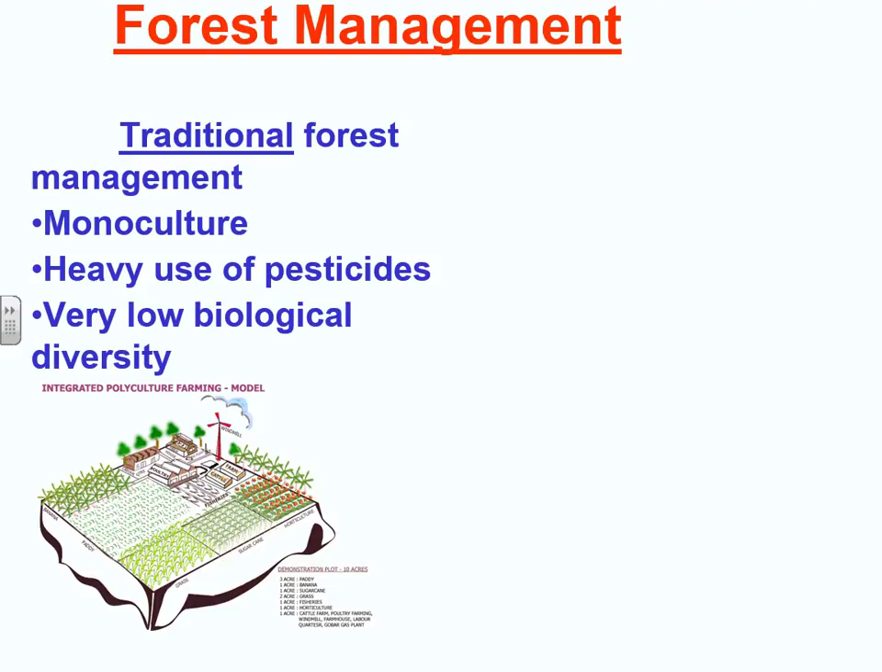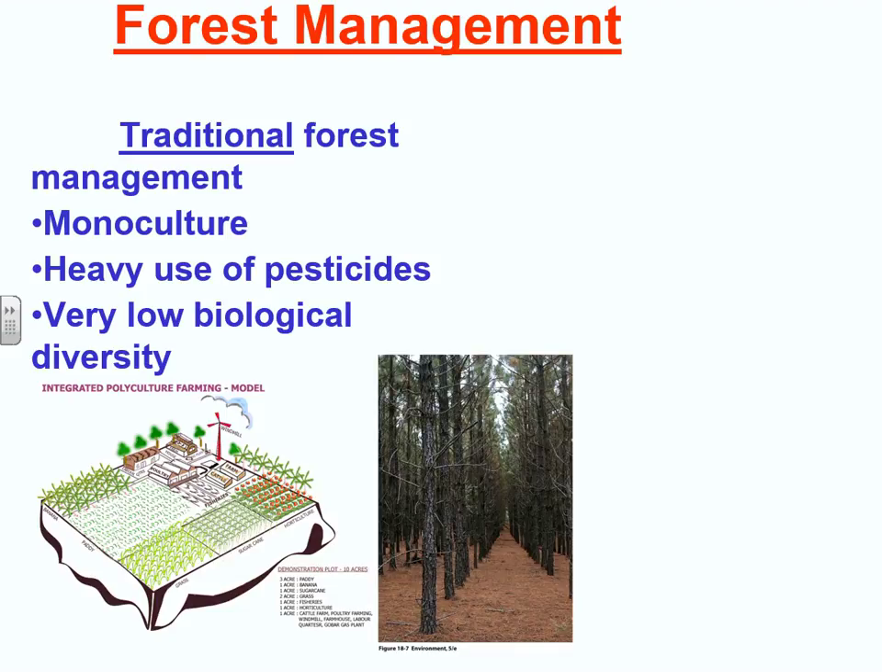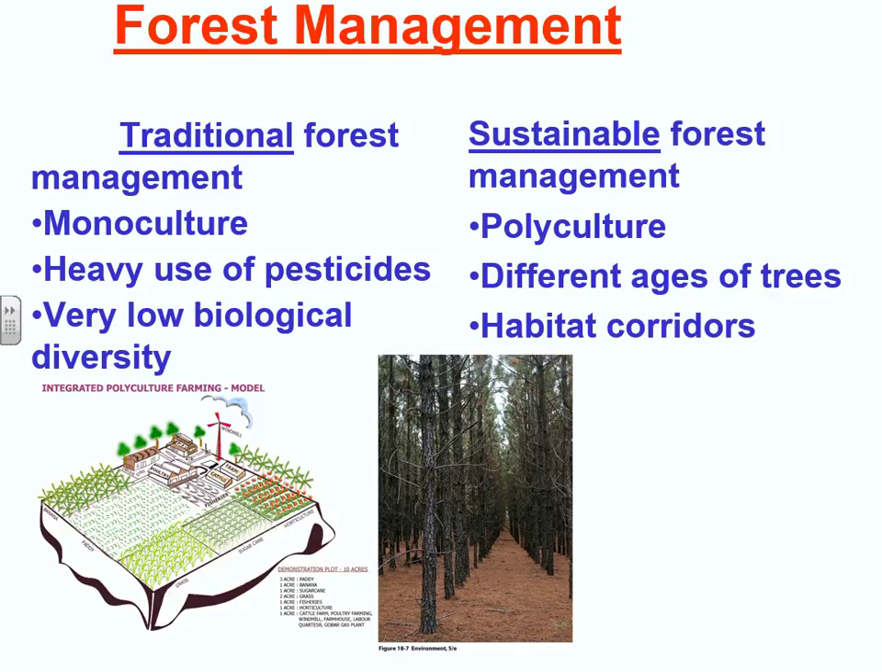For sustainable forestry, this is environmentally friendly. We're going to have something called polyculture. So if we're trying to grow tree farms or trees on a farm, we want to have different types of trees so we can reduce the amount of pesticides that we're using. We're going to have different ages of trees. If we have one age and we cut them all at the same time, that's going to increase erosion. And we also want to use habitat corridors.